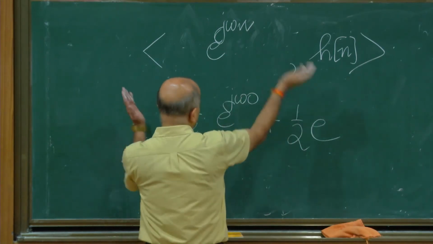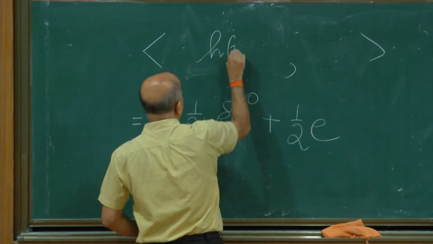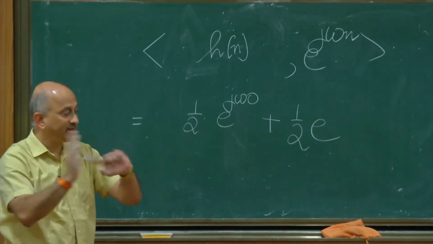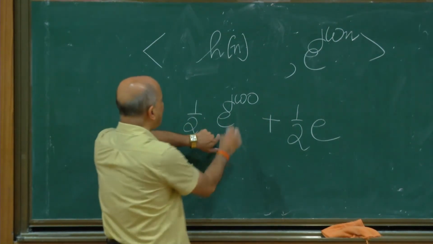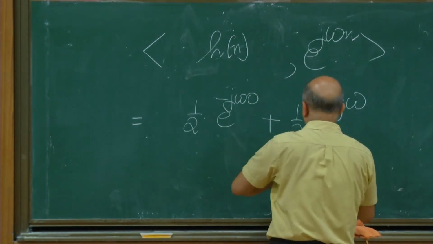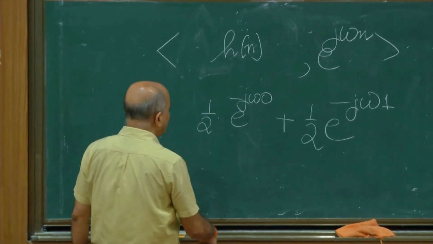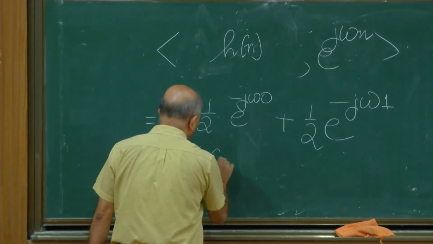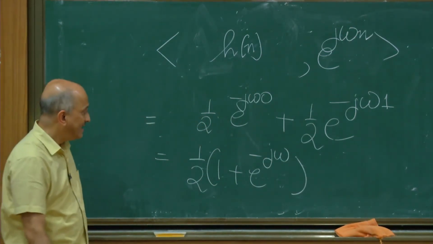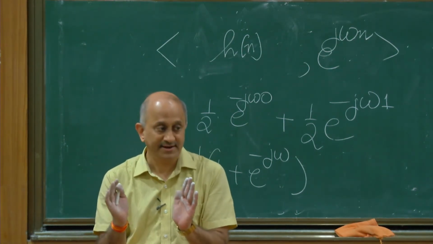In fact, no, let's reverse the side. So let's take h[n] dot product with e raised to the power j omega n. Right? So let's inverse the order of the arguments. So half e raised to the power minus j omega 0 plus half e raised to the power minus j omega into 1, isn't it? So let's rewrite this. So this would be half times 1 plus e raised to the power minus j omega. Is that right? It's a complex number. It's a function of small omega.